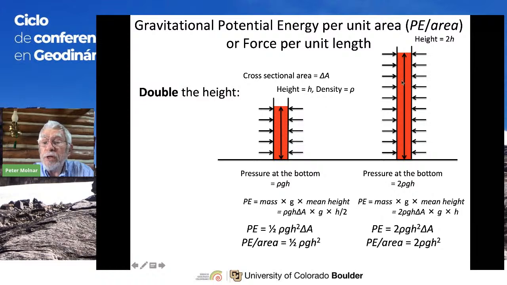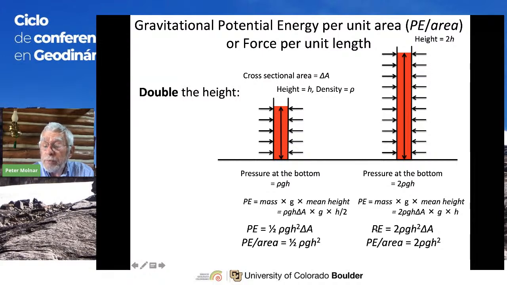So just to emphasize this, suppose you double the height of this region. The pressure at the bottom, in this case ρgh, becomes 2ρgh. But the potential energy is the mass times gravity times the mean height again. It's the same formula that we have over here, half times ρgh squared, half because the mean height is a half. If we compare that, in this case the pressure at the bottom is twice as large, no surprise. But the mass is twice as large because you have twice as high a column. So the mass is twice as high, but the mean height is also twice as high.